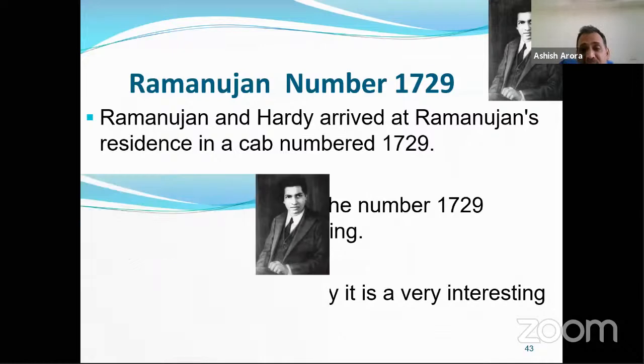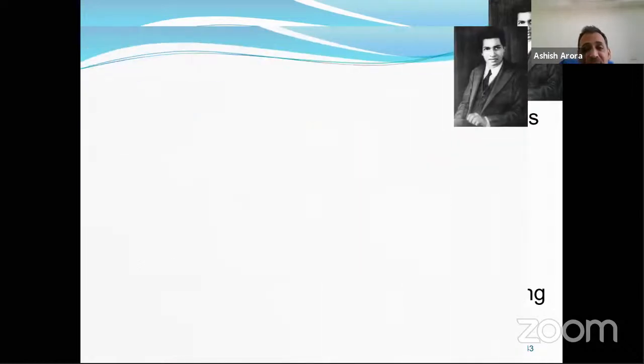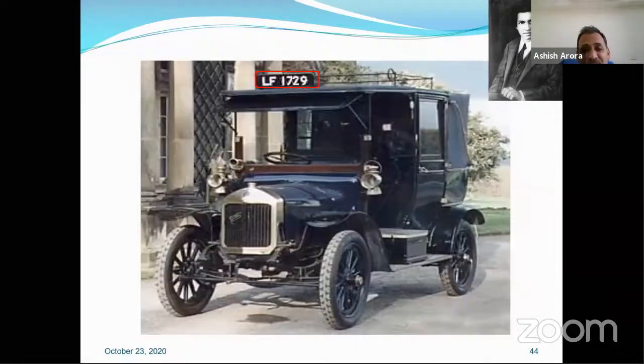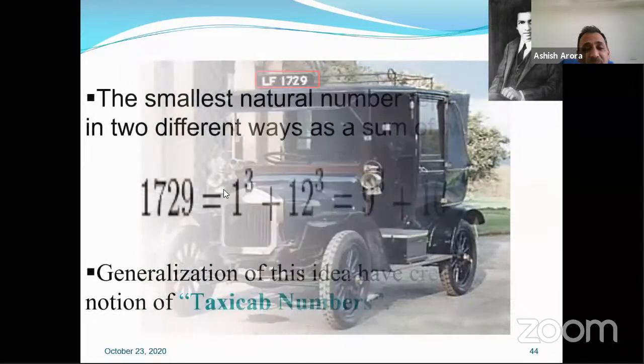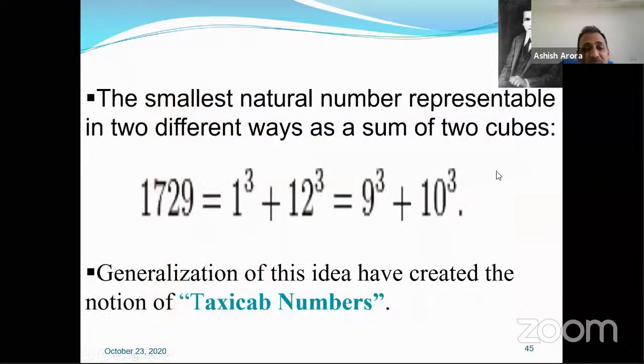This is the only positive number that we express as a sum of cubes of two numbers in two different ways. We can express it as 1 cube plus 12 cube, and also as 9 cube plus 10 cube. So this can be expressed as sum of cubes of two numbers in two different ways.